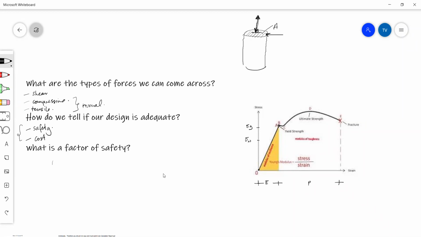The factor of safety is the direct relationship between the yield stress and the working stress. Okay, it's the ratio of yield stress to working stress. Let's say, for example, we have a factor of safety of 1. That would mean our yield stress is equal to our working stress. Now you tell me, does that sound like a good idea to have your working stress, so the stress that your part will experience through its lifetime, equal to the yield stress of the material?